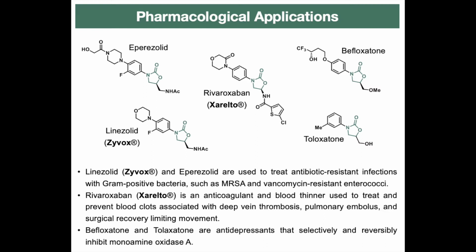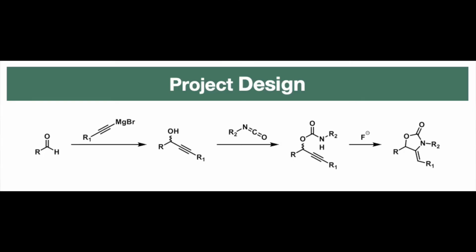Rivaroxaban, which is trademarked as Xarelto, is an anticoagulant that is commonly prescribed to treat and prevent blood clots in high-risk patients. Finally, this motif is also found in certain monoamine oxidase inhibitors, which are used as treatments for depression. From these examples and others, it is clear the high versatility of this class of compounds demands further methodological exploration for their preparation. For the current project, we are developing a novel strategy to synthesize 2,3-H-oxazolones.